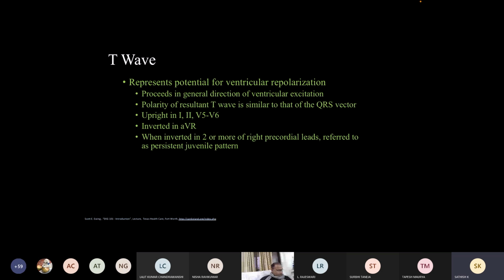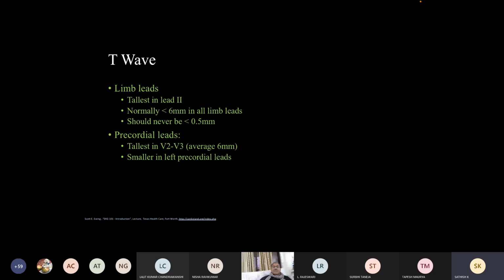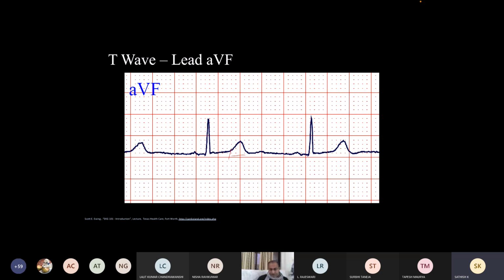Okay, so then coming on to the next slide. In limb leads, the T wave is tallest in lead 2, normally less than 6 millimeter in all limb leads. It should never be less than 0.5 millimeter. In precordial leads, it is tallest in V2, V3, and smallest in left precordial leads. So this is the T wave in aVF.